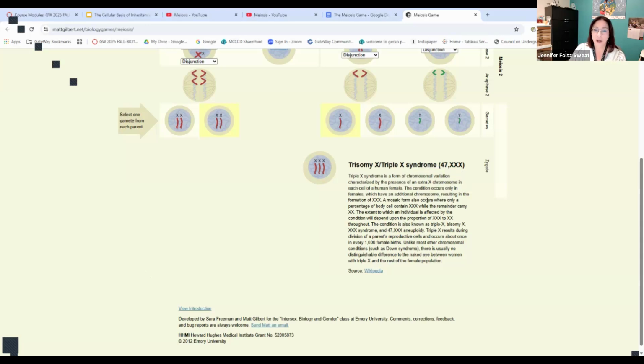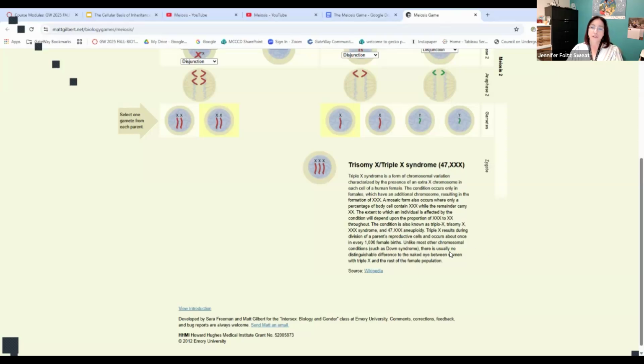So it says here, condition only occurs in females. They have an additional X chromosome. How the person is affected will depend on the proportion of triple X to regular cells.